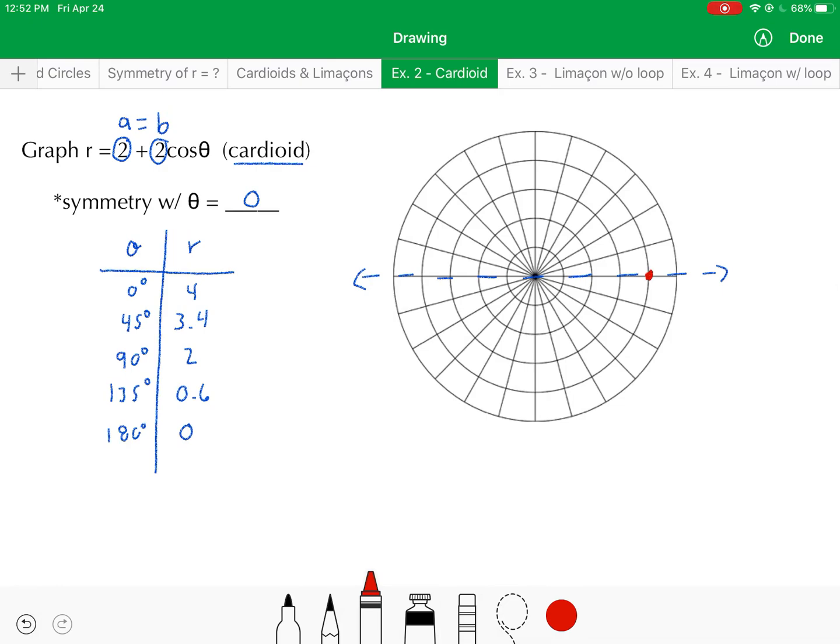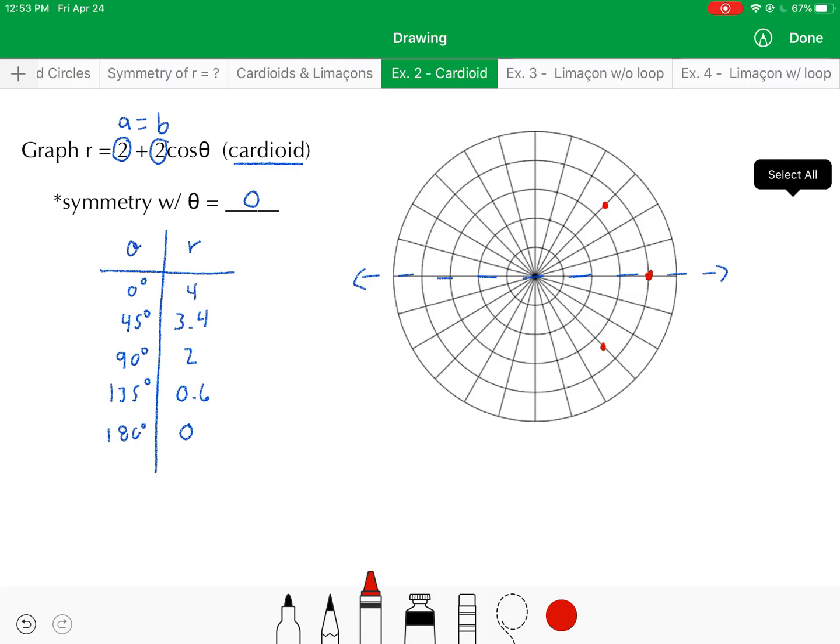Okay. If I plugged in 45 degrees, 2 plus 2 times cosine of 45, that would be an R value of approximately 3.4. So sweep out your 45 degrees and then count on the terminal side of that almost 3.5 units. That places you right about here. And then here's where we can use our symmetry. Reflect that across theta equals 0, and you'll end up with another point right here, which we can think of as a theta value of 315 degrees.